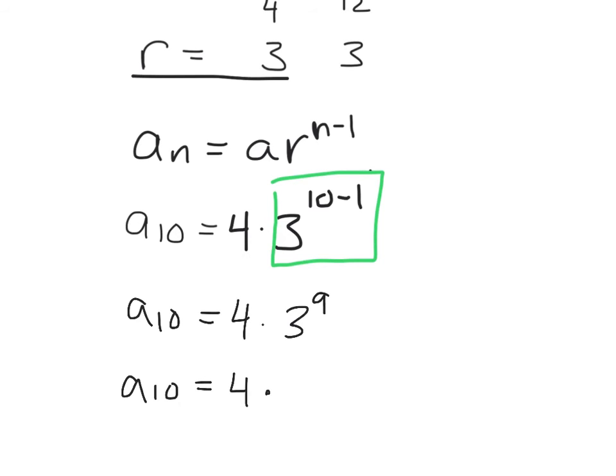So again, we're going to use that x raised to the y button in our calculator. So we're going to click 3, then that x raised to the y button, and then 9. Then equals, and then that'll give us what 3 raised to the 9 is. So we have 3, x raised to the y, then 9 equals, we have 19,683.